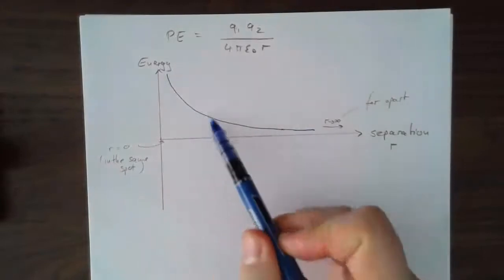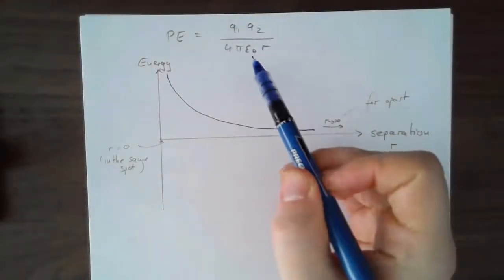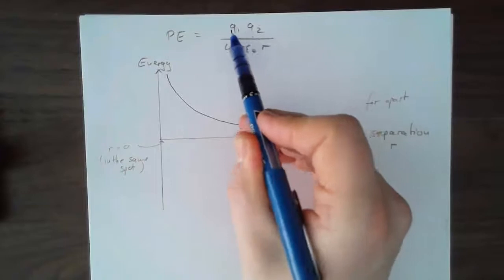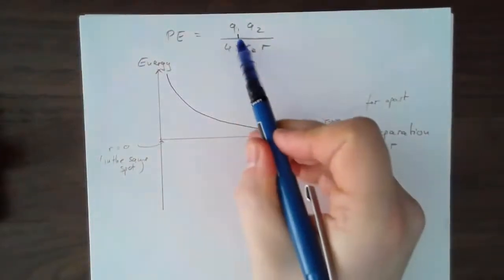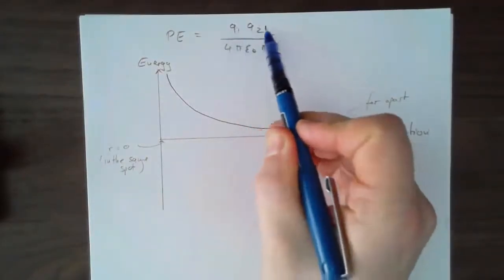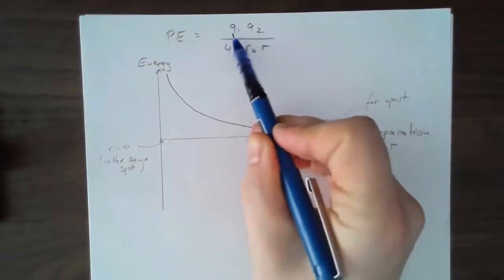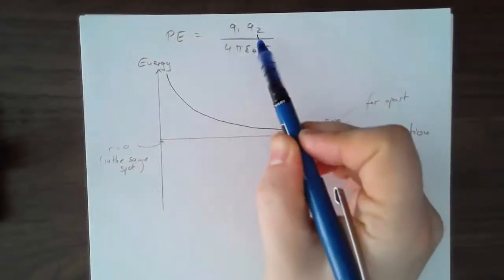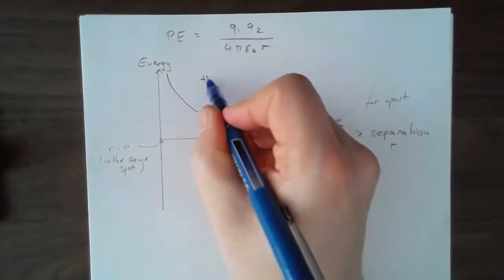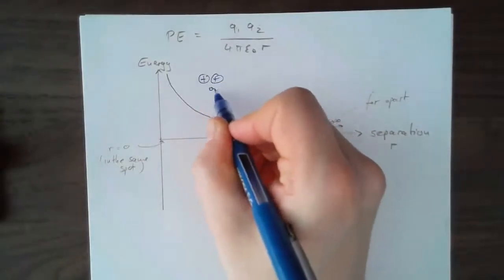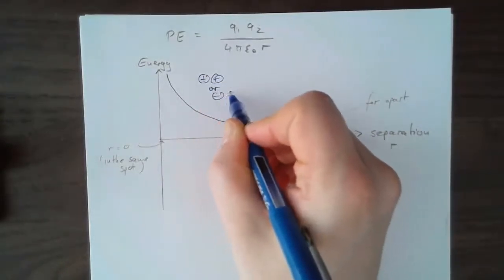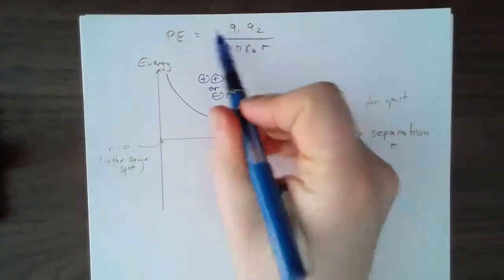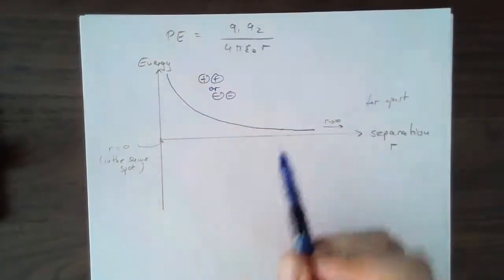But this graph here assumes that the constant is positive. That's only if both q1 and q2 have the same sign charge. Are they both positive? This whole thing is positive. Are they both negative? This whole thing is positive. So either way, this is for plus plus or minus minus. Either way, you're going to get a positive potential energy, 1 over r.